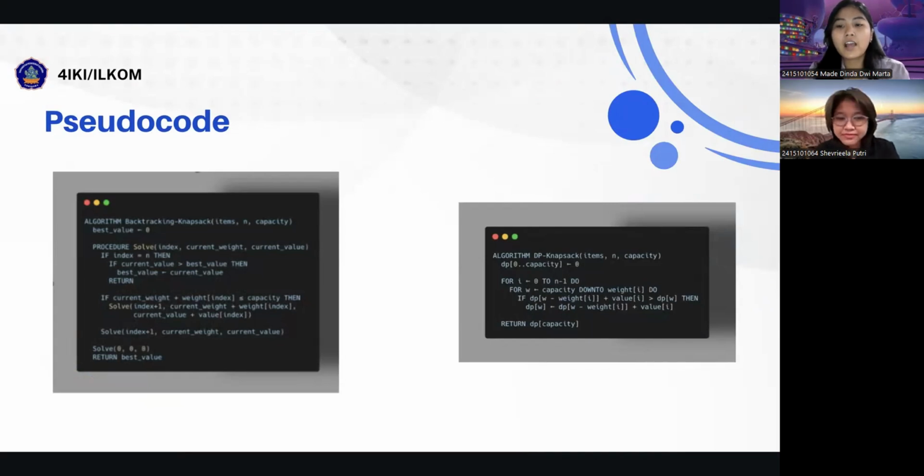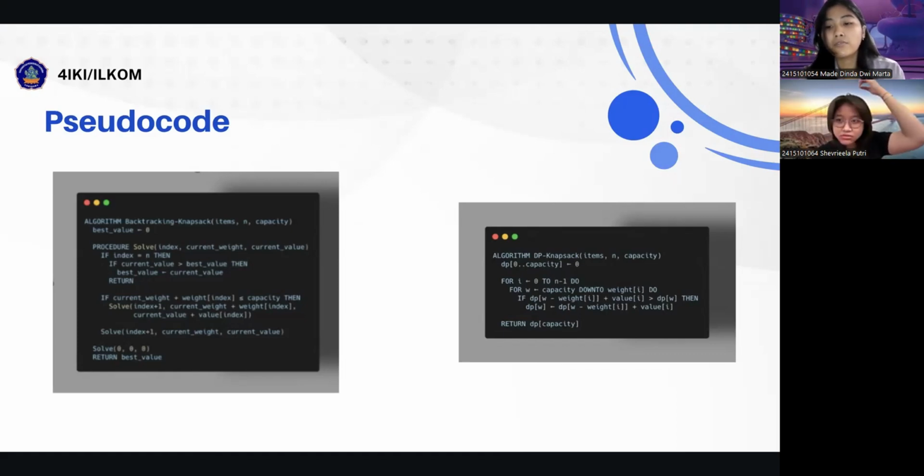So, let's look at how these two algorithms actually work behind the scenes using pseudocode. On the left side, we have the backtracking algorithm. It uses a recursive helper function called solve. It checks each item one by one. If adding an item fits within our maximum capacity, it moves forward and adds the item's weight and value. If it doesn't fit, or if it finishes checking all items, it backs up and tries the alternative path where the item is left behind. It keeps updating the best value until it finds the absolute best combination.